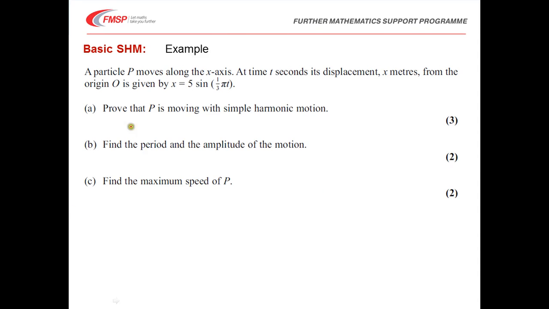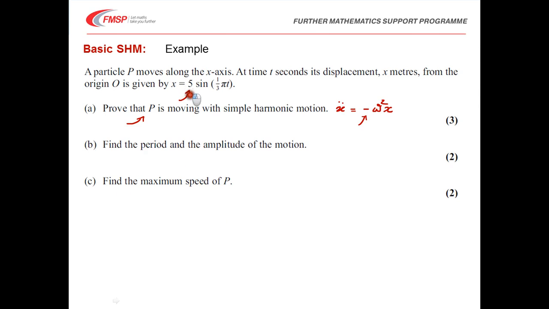And I'm going to work on that solution here. So the first thing we have to do is prove that P is moving with simple harmonic motion. Now, we said on the previous slide that in order to prove that something's moving with simple harmonic motion, we have to show that the acceleration is proportional to the displacement and directed back towards where the displacement is 0. So we have to show in some way that the acceleration is minus omega squared x.